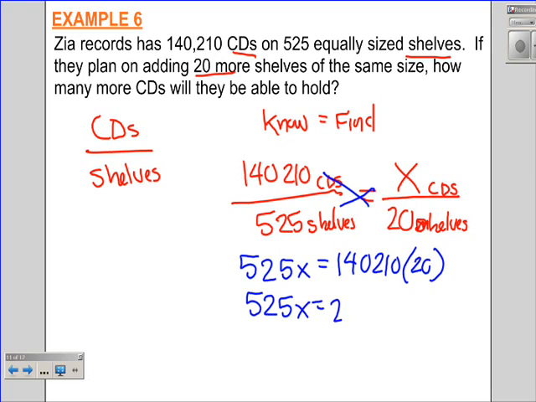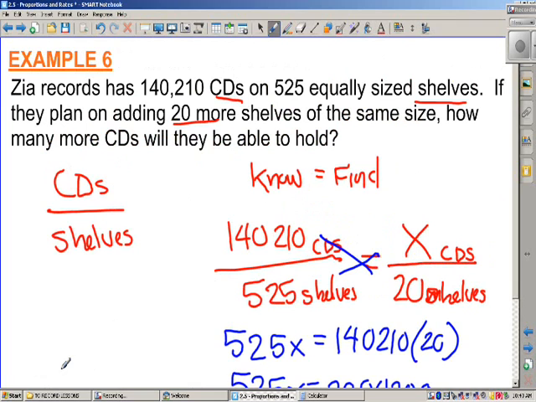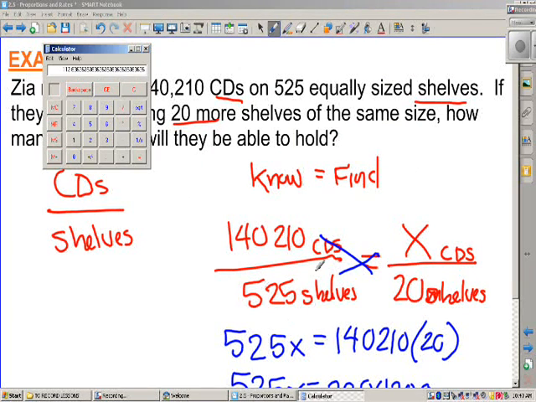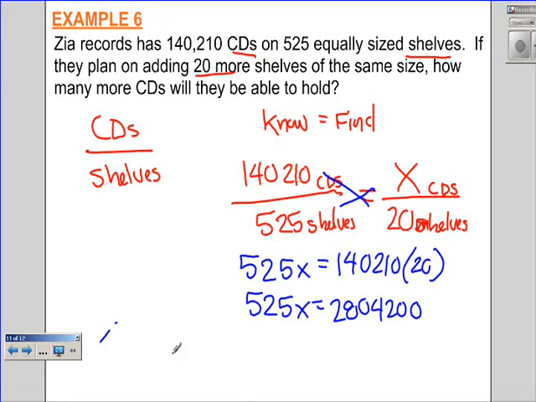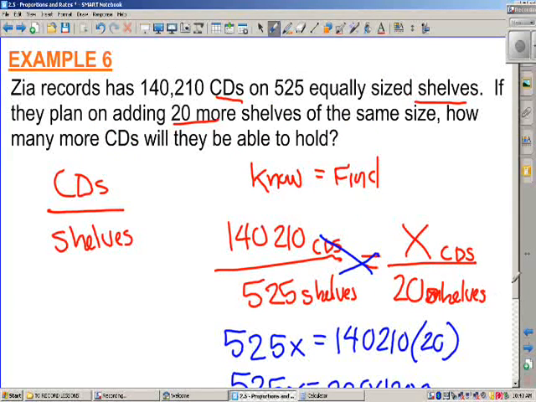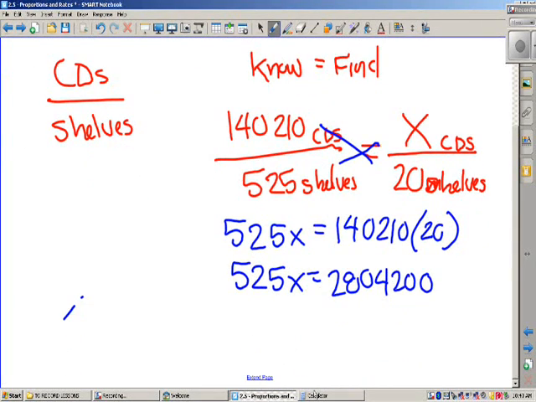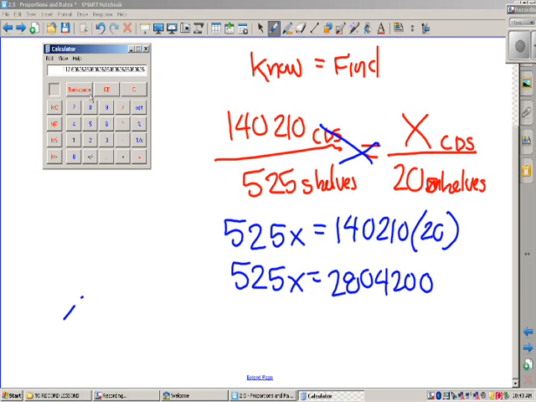So 525x is equal to, once again, I might want to bring up that calculator. I know this is going to be 280,420, add another 0, I believe. Let me just verify that. Where's my calculator? There it is. Oops, lost it. Let me scroll down a little bit. 140,210 times 20. Sure enough, it is 2,804,200. So I have that correct.